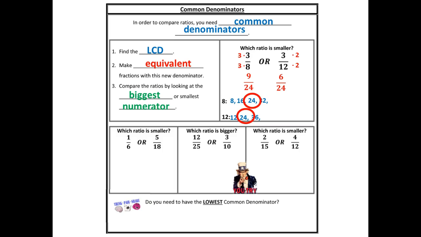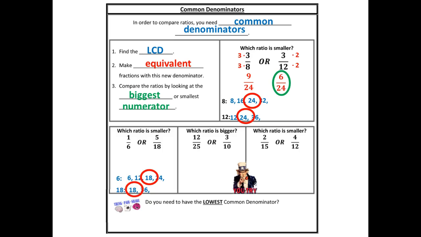Which ratio is smaller, 1 to 6 or 5 to 18? We start by finding common denominators, so the lowest common denominator. I'm going to multiply out my multiples of 6. 6 times 1 is 6. 6 times 2 is 12. 6 times 3 is 18. Same thing, I'm going to find my multiples of 18. 18 times 1 is 18. 18 times 2 is 36.